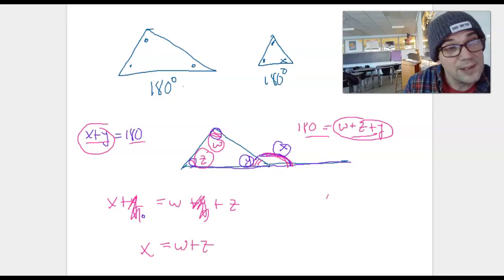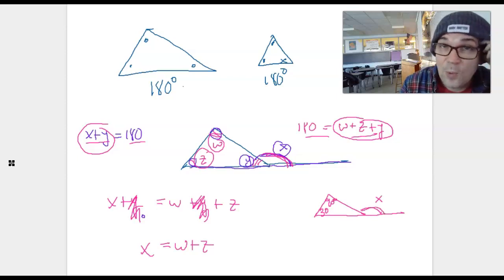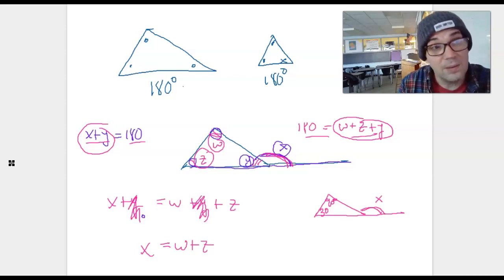Now the way we use this in class is to say something like, hey, I want to know what this angle measurement is, and I'll tell you that this one's 30 and this one's, say, 90. And from that you should be able to figure this out. Now there's a couple ways kids might go about doing this.